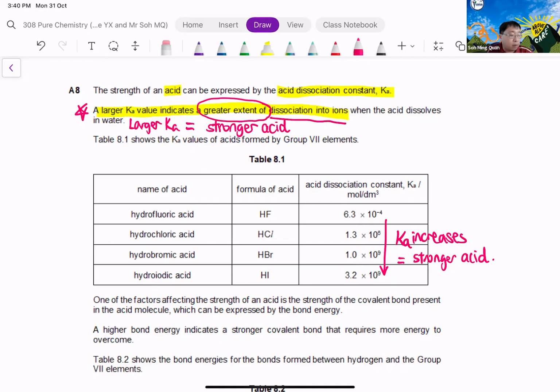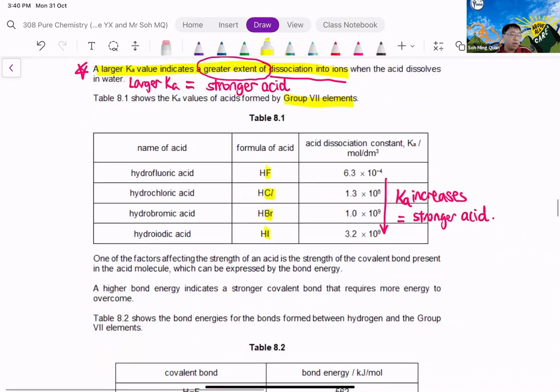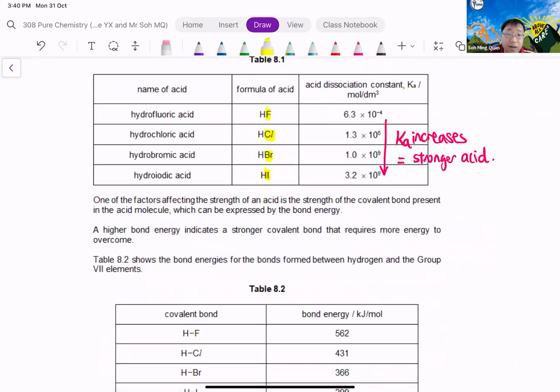Next, you realize that this is about group 7 elements. They all contain the group 7 elements, meaning as I move down group 7, the Ka increases. As I move down group 7, the acids they form become stronger. And then we move on to tell you that one of the factors affecting the strength of acid is the strength of the covalent bonds present. At this stage, you should start thinking, the covalent bonds are these. These are the covalent bonds, right?